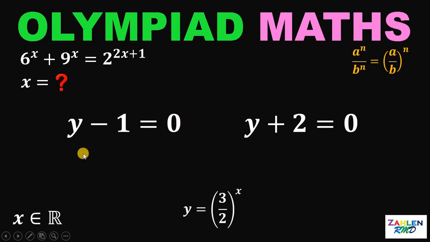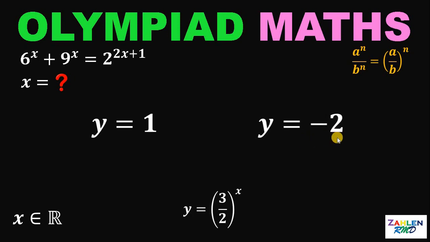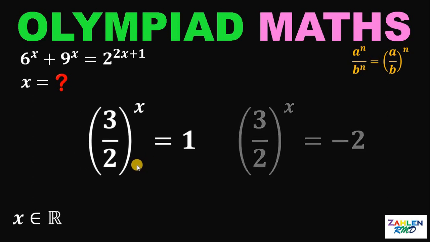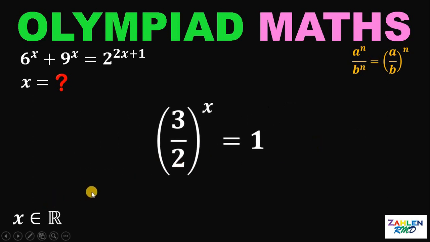Now, on the first equation, let's solve for the value of y. So we get that y equals 1. On the second equation, we get that y equals negative 2. Now, since we know that y is 3 over 2 raised to x, let's replace all y with 3 over 2 raised to the power of x. Now, notice on the second equation, this is impossible because 3 over 2 raised to any number will give us a positive result. Therefore, this cannot be a negative number. Therefore, to get the value of x, we need the first equation, because we want a real value for x.